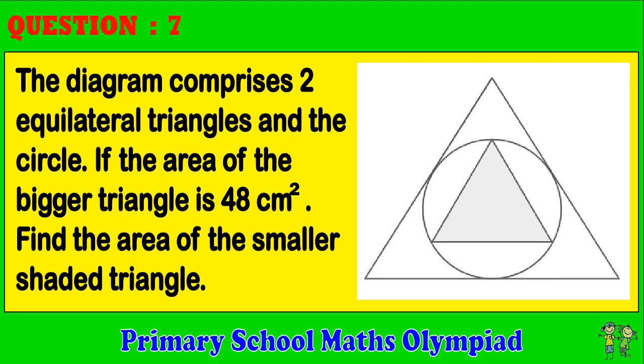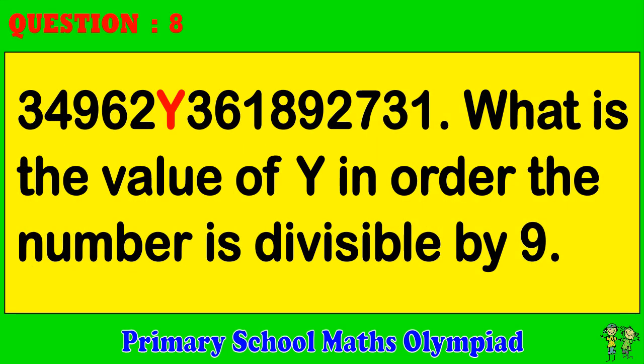Question 7. The diagram comprises 2 equilateral triangles and the circle. If the area of the bigger triangle is 48 centimeters squared, find the area of the smaller shaded triangle. Question 8. 34962y36189271. What is the value of y in order for the number to be divisible by 9?